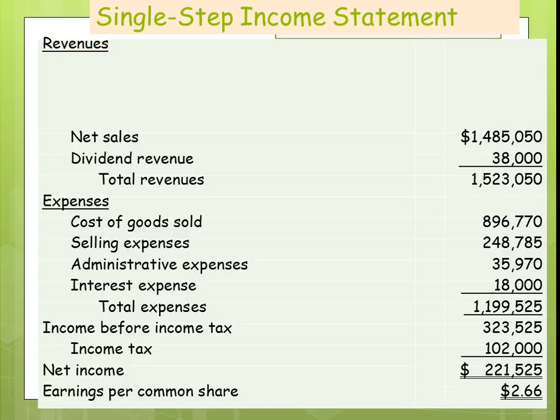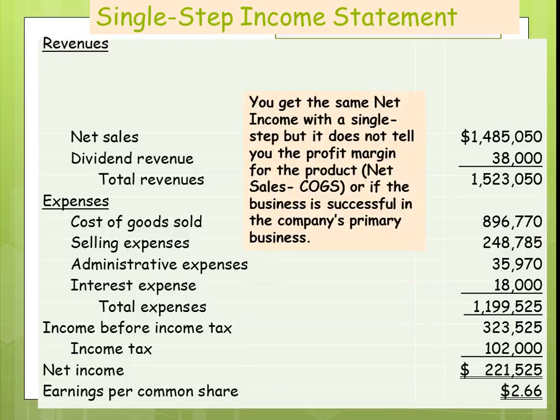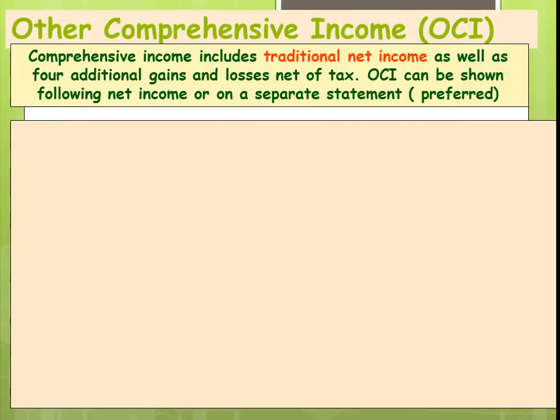Now, if we were to do a single step income statement, this is what it would look like. We'd include all the revenue together and all of the expenses together. So as you can see, it doesn't give you as much information as a multi-step income statement. Of course, you always get the same number.